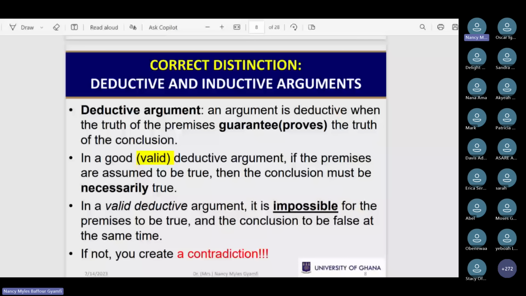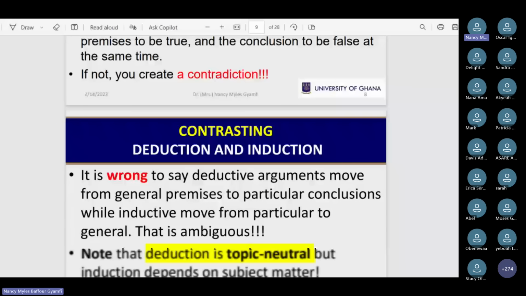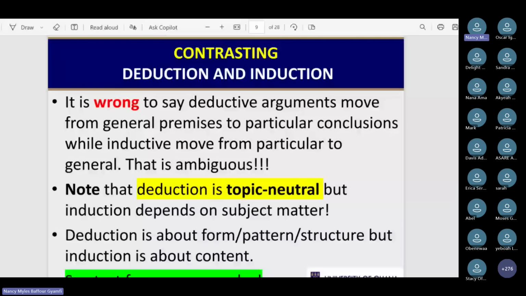Okay. Then they tell you, oh, as for induction, it moves from particular premises and concludes with a general one. Everyone look here. That's what I'm telling you on your screen now. They say that. Textbooks will tell you, oh, that is what makes one deduction and the other induction. The deductive ones move from general premises to particular conclusions, while the inductive ones move from particular premises to general conclusions. That is an incorrect categorization. We don't want you to imbibe that.